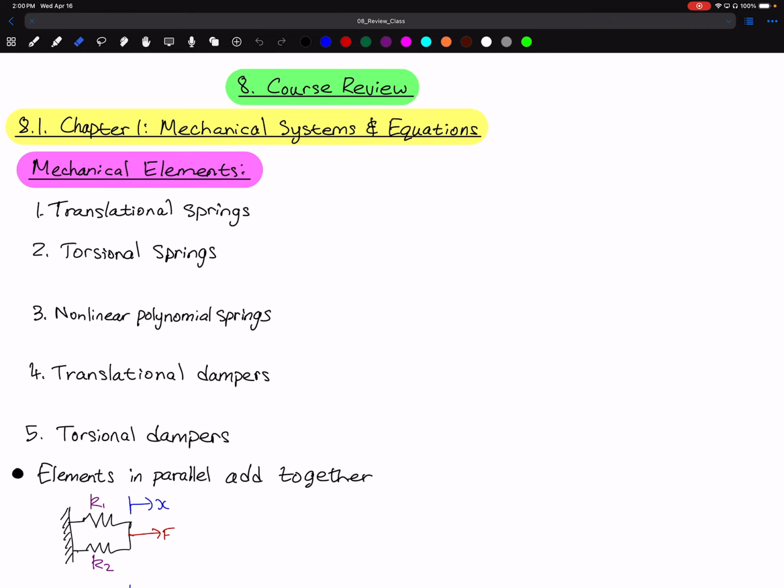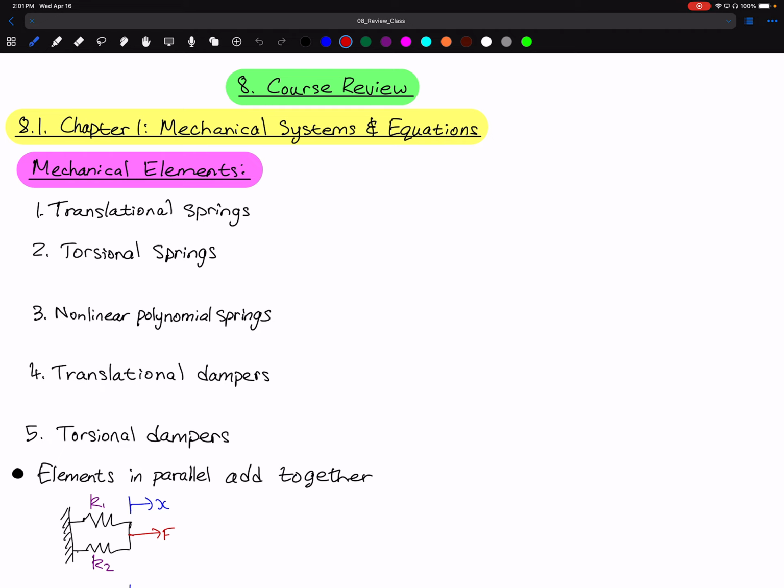All right, so we're going to start with a course review. We're going to start in Chapter 1 in Mechanical Systems and Equations. We'll start with mechanical elements, and then we'll look at Newton's second law, work and energy, and so on. We started off looking at just different types of mechanical elements.